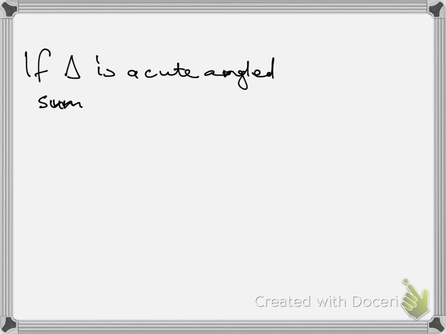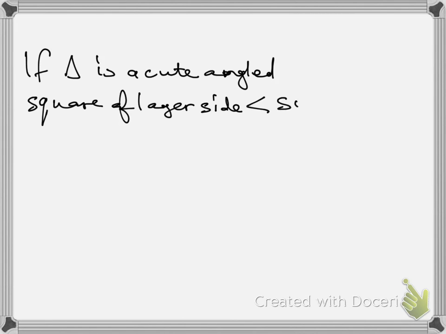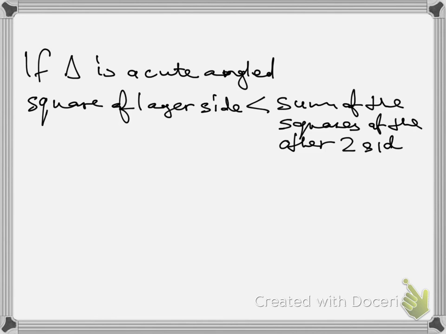Now, what have we learned in this lesson? We have learned that if a triangle is acute angled, then we can say that the square of the longer side is less than the sum of the squares of the other two sides. Right?